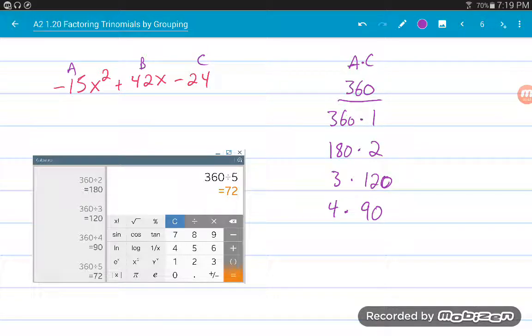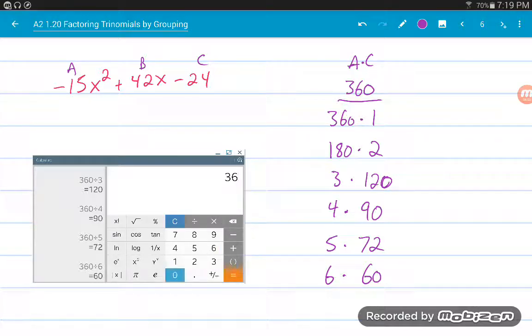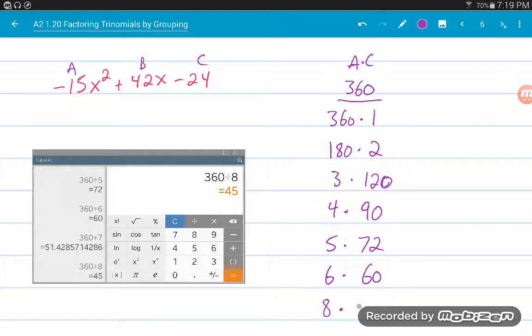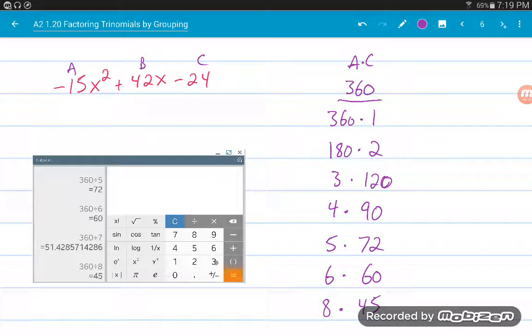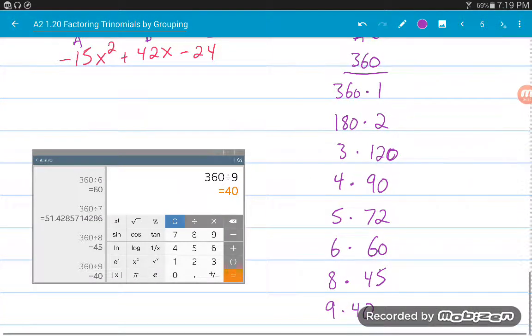360 divided by 5. 5 times 72. 360 divided by 6 is 60. So 6 times 60. Okay, 360 divided by 7. No, that doesn't work. 360 divided by 8. That works. 8 times 45. Now, none of these have added up to 42 yet, so I'm going to keep going. 360 divided by 9 is 40. So I got 9 times 40.